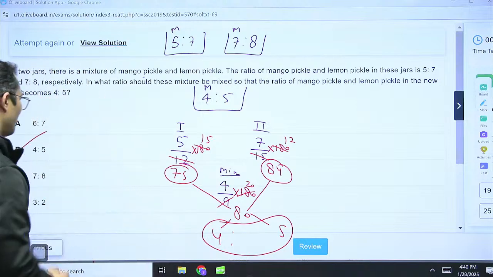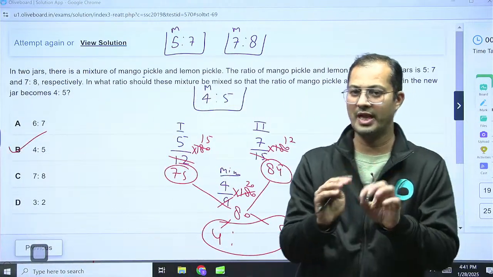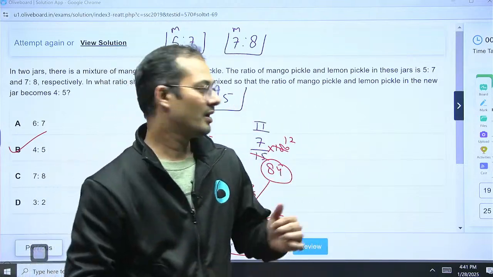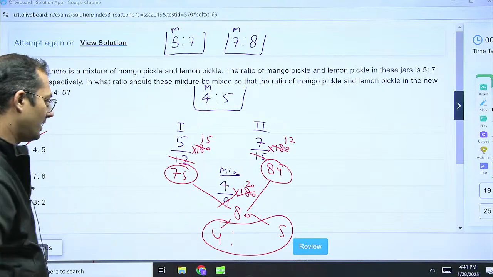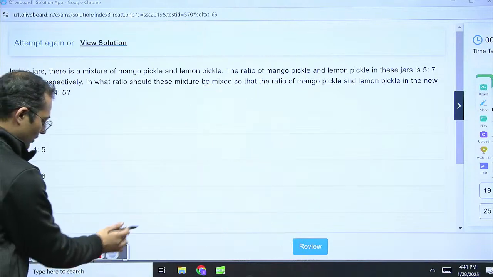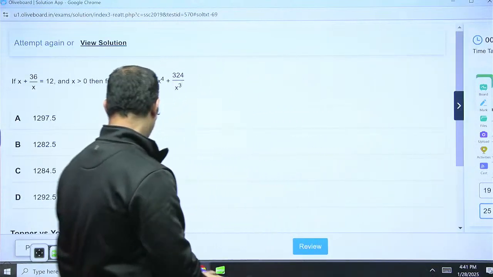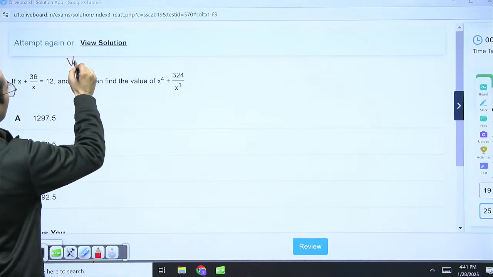So we need to mix both jar mixtures in the ratio of 4:5, so that in the final mixture I will get the ratio of mango to lemon pickle 4:5, right? Yes. So let's move to the next question. Question number 25, right? See, here we can use the value putting approach, right? Value putting approach.